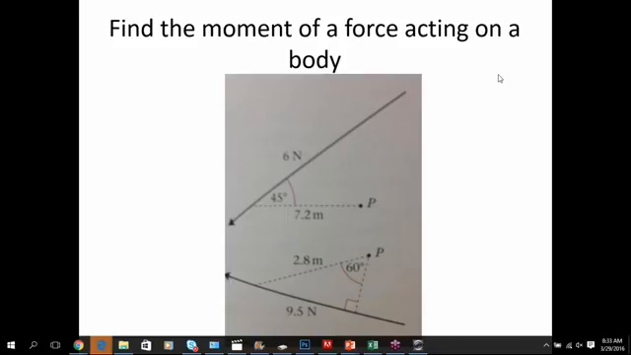The learning objective here is looking at the sum of moments. Just to revise briefly for your benefit. We have a body, that's the center of gravity. We call this some object.